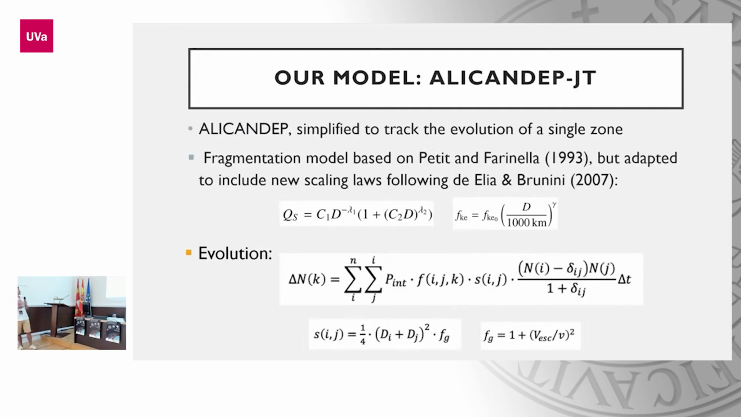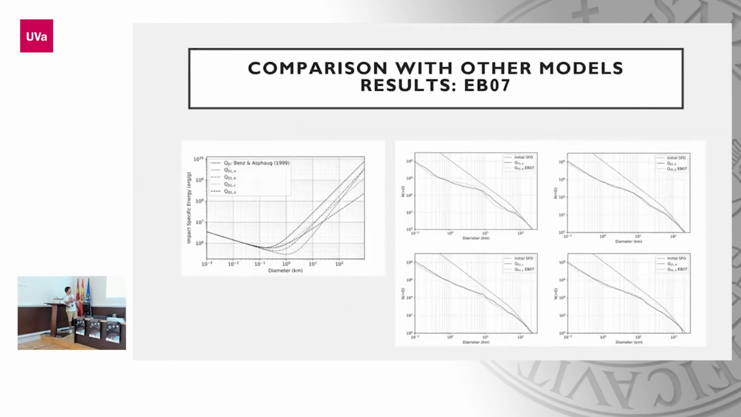To simulate the Jupiter Trojan population, we used a more simplified version of the Alicante code to track the evolution of a single zone. Then we use the fragmentation model by Farinella, as I told, but adapted to include the new scaling laws following Li and Bernini. For the evolution model, we use the typical procedure. So these are the cases that we took from the work of Li, the actual same QS cases, and these are the results that we got from them.